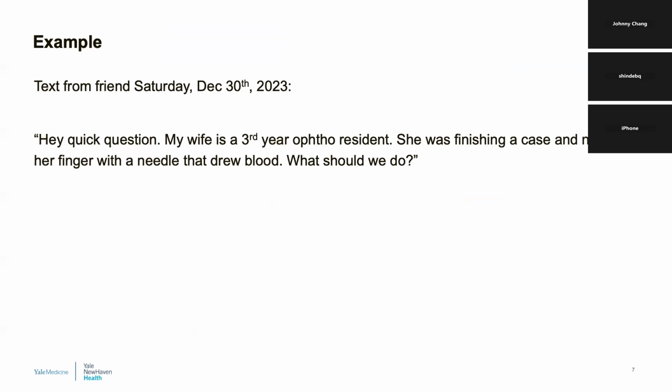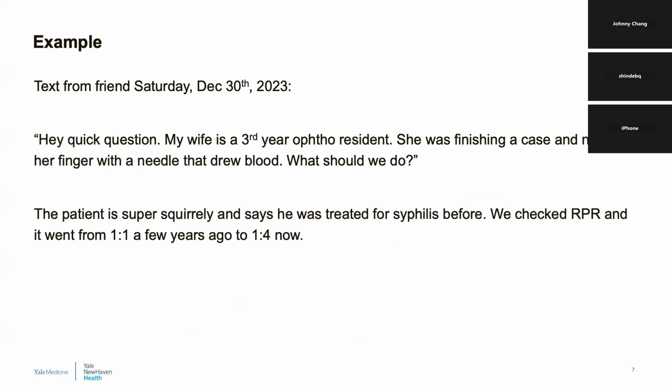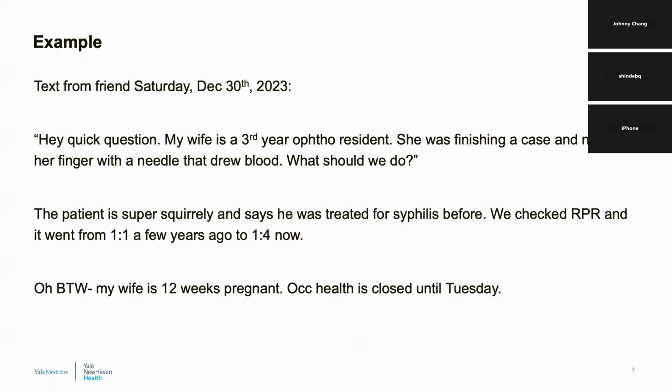I'll give you a real case. This is a text I got from my friend: "My wife's a third-year opto resident. She was finishing a case. She nicked her finger with a needle. It drew blood. What do we do?" It's never that simple. "The patient says he was treated for syphilis before. We checked an RPR, it went from 1:1 to 1:4 now. Oh, by the way, my wife's 12 weeks pregnant. OC Health is closed." And so these are some of the questions we get.